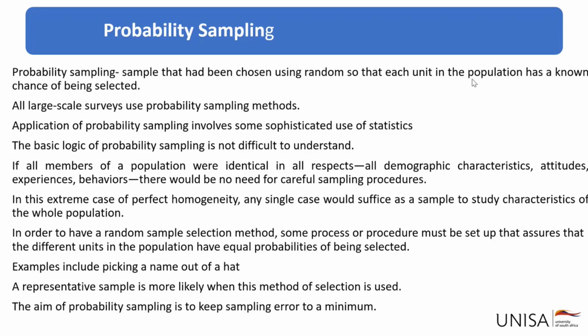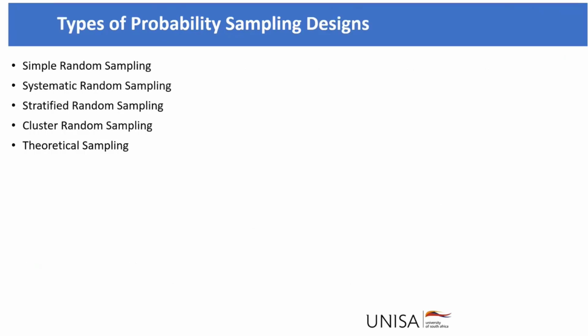So the aim of probability sampling really is to keep sampling error to a minimum. So basically it's to reduce the error so that you don't have a lot of errors in your sampling strategy.